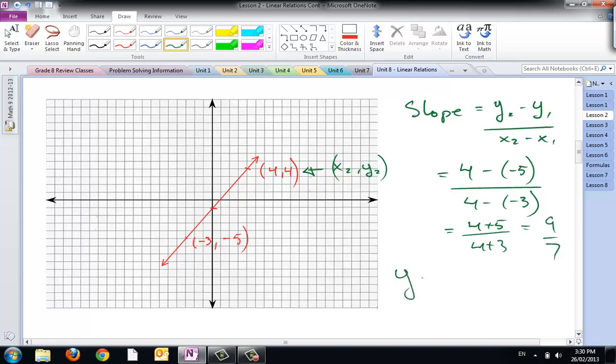So for this guy, the equation would be 9/7 x. And then in this case, it looks to me like the point that the line crosses the y-axis is at -1. So I go -1 for the y-intercept. All right, so let's move on.